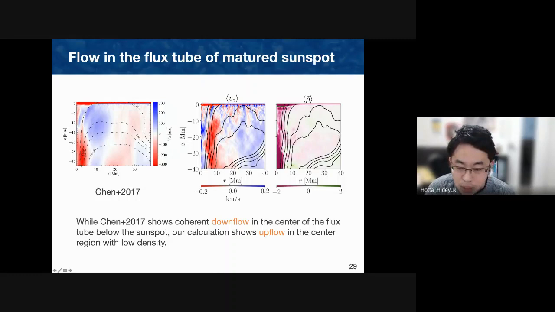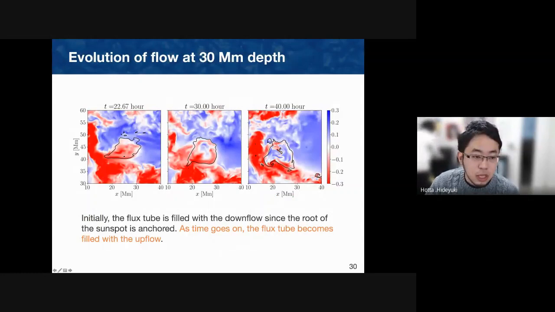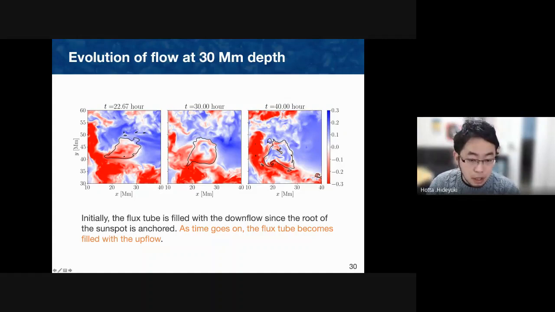So in order to understand the origin of this upflow, so this is the time evolution of the vertical flow in the flux tube. So this is a horizontal slice, okay? So in the beginning, the flux tube is filled with the downflow. Because the downflow anchors the flux tube to form the sunspot. As time goes on, the upflow fills the flux tube, and in the end, the upflow fills the flux tube almost completely. Okay, so again, we evaluate the equation of motion in the flux tube.